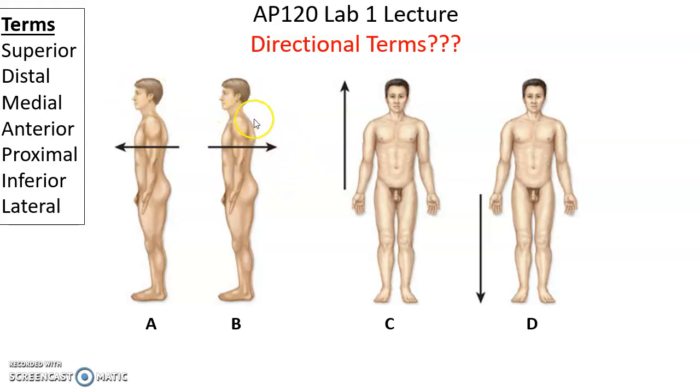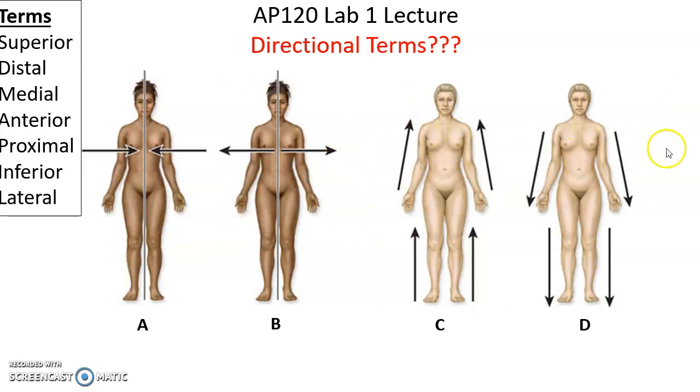The shoulder blade is posterior to the chest here. Over here, we're looking at the terms superior and inferior. Superior means toward the top of the head. Inferior means more closer to the bottom of the feet. So, for instance, the belly button is inferior to the chin, while the nose is superior to the chin.